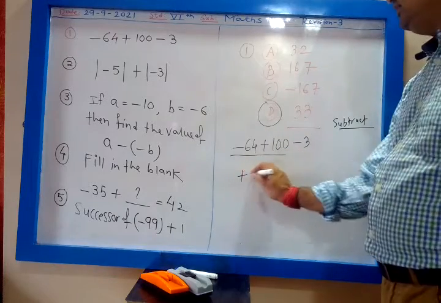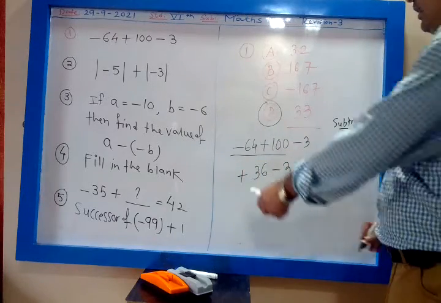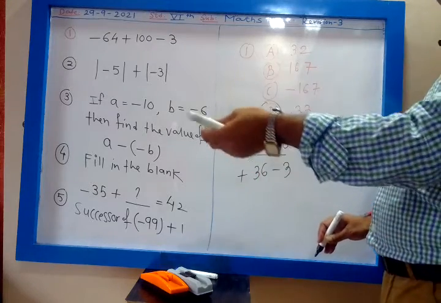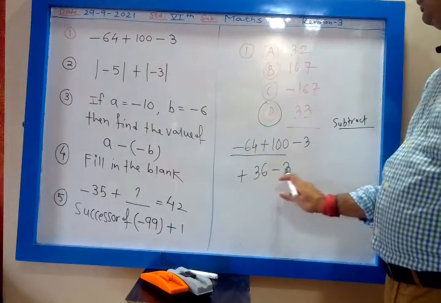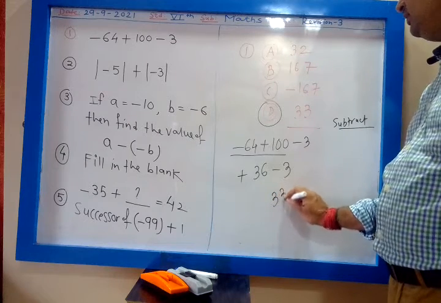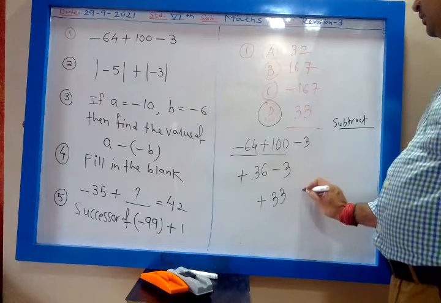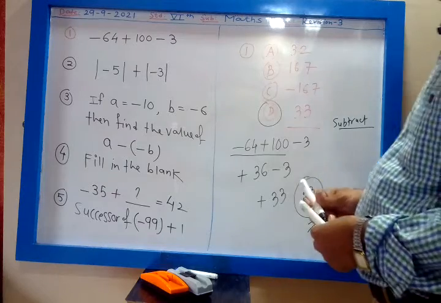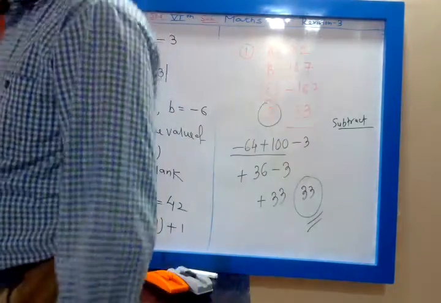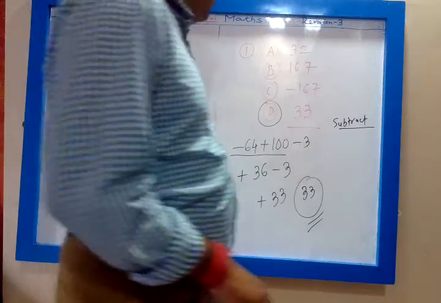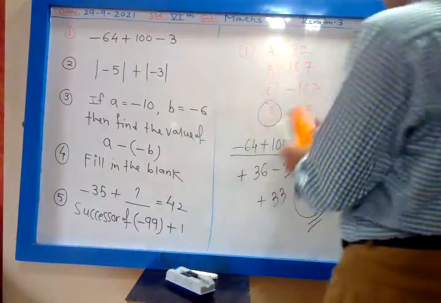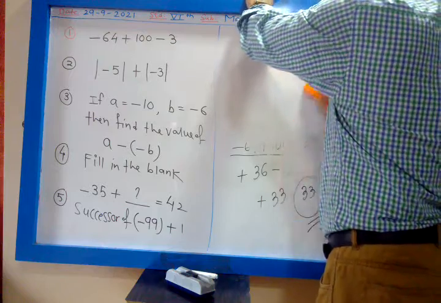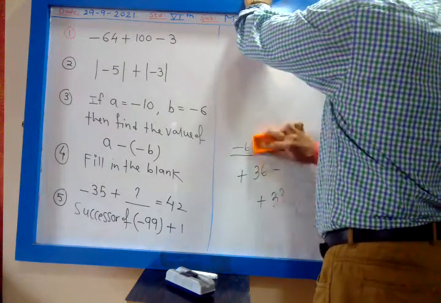So plus 36 minus 3. Again minus and plus, opposite signs. Again you have to subtract and take the sign of the bigger number. 36 minus 3 is 33. Which number is bigger? 36. What is the sign of that? Plus. So the answer is plus 33. So the first correct answer is option D, that is plus 33.